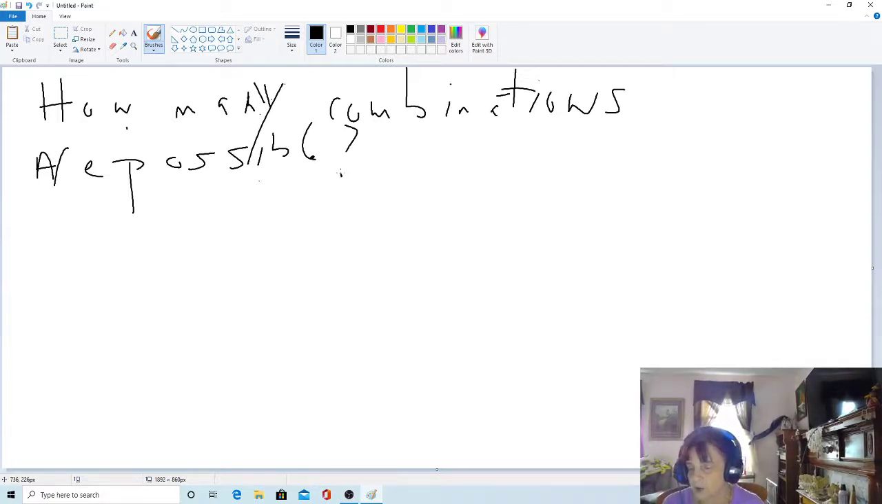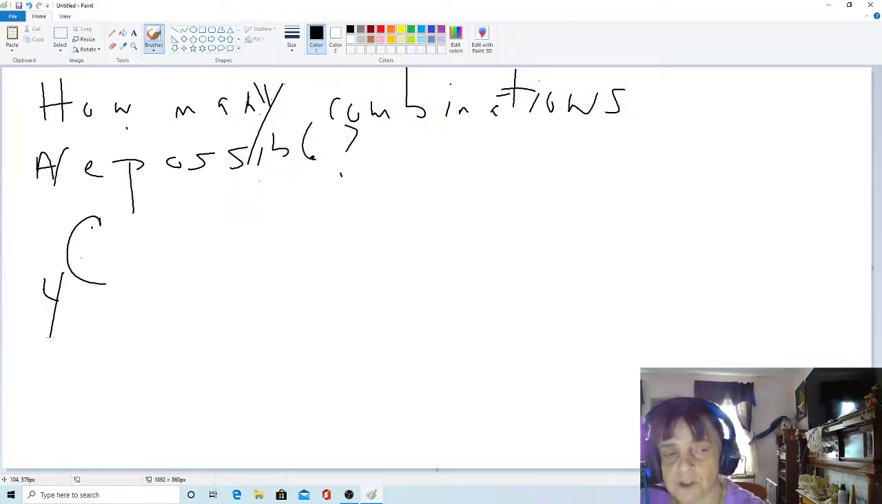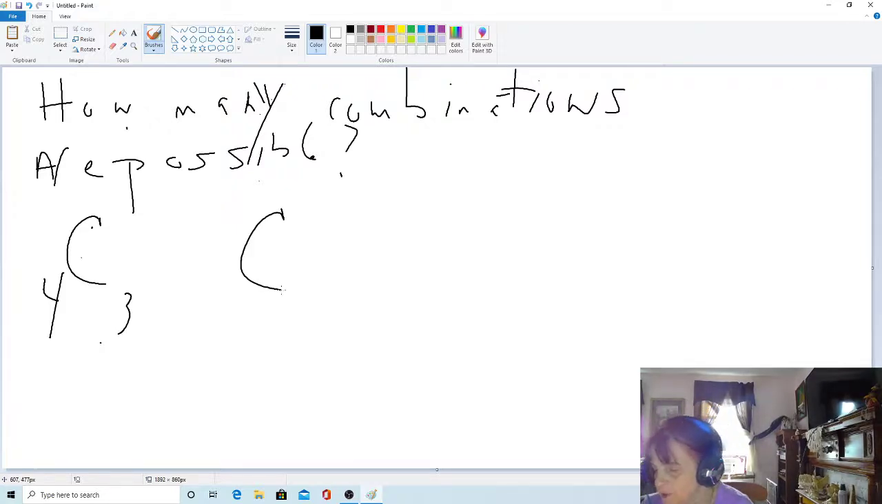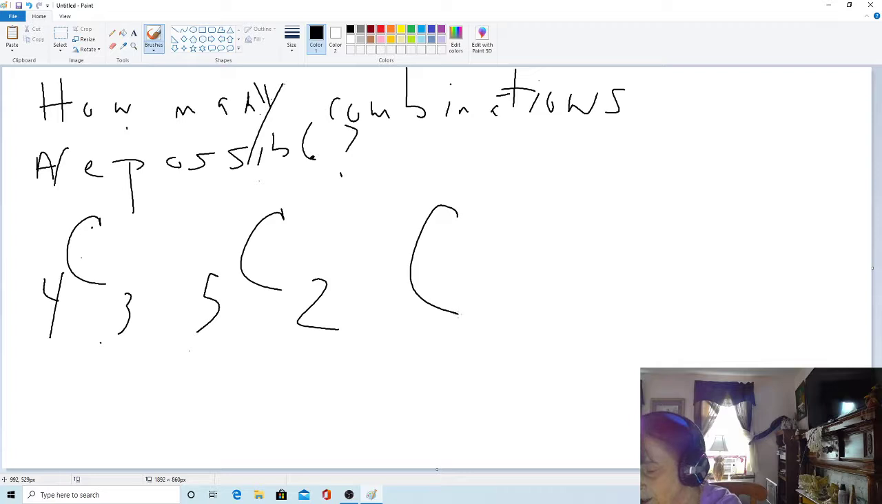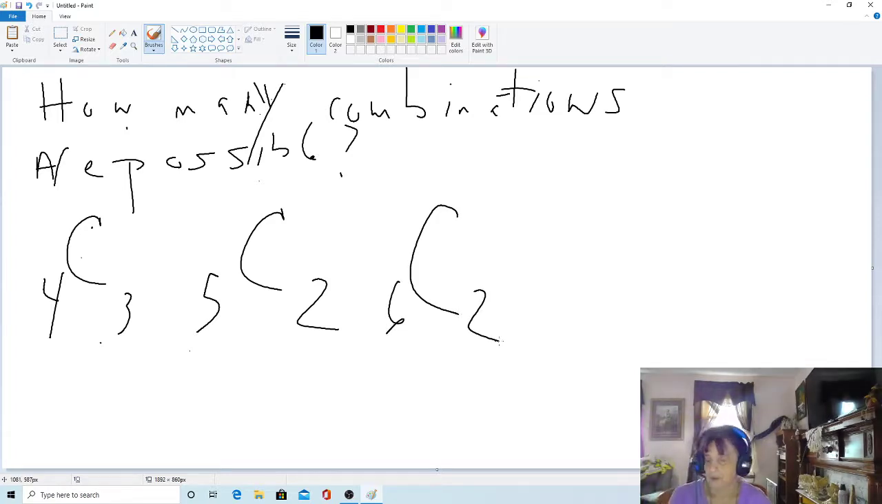Okay, now you have 4 oat cereals, but you have to pick 3. So this is the oat. There'll be four to choose from. You're picking 3. And then the wheat cereals, you have 5 of them to choose from, but you're only choosing 2. And then the rice cereals, you have 6 of them, but you have to pick 2. Okay, and then you multiply those together.